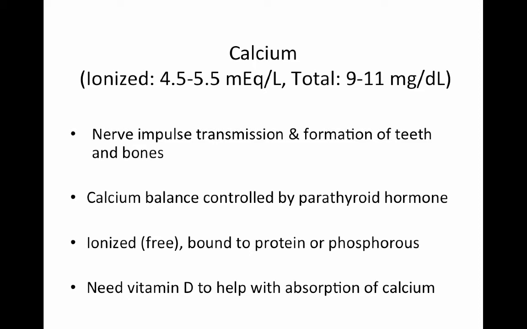So when our albumin is low, our total calcium can drop while our ionized calcium remains normal, because you have calcium bound with albumin, and if the albumin's low, then the bound calcium is low. But the ionized calcium stays normal because that's your free calcium in your intravascular space, right? So your total calcium will drop, but your ionized calcium will stay the same.